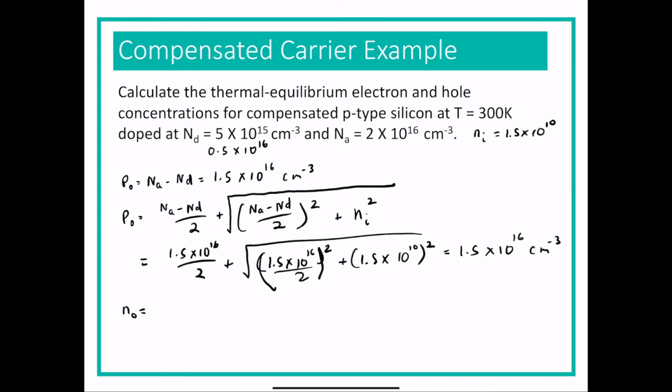So you can find the number of electrons by taking the intrinsic number squared and dividing by the number of holes. So we have 1.5 times 10 to the 10 squared over 1.5 times 10 to the 16. And we get something really, really small, I think. Yes. 1.5 times 10 to the 4 per cubic centimeter. And if you went through and did this in the long equation, you would get the same answer.